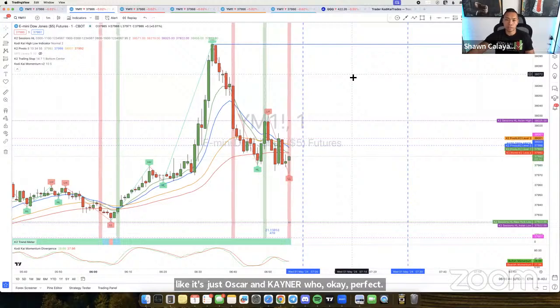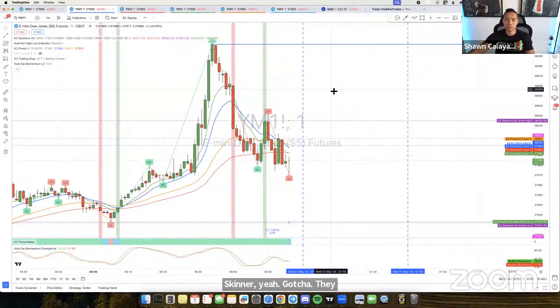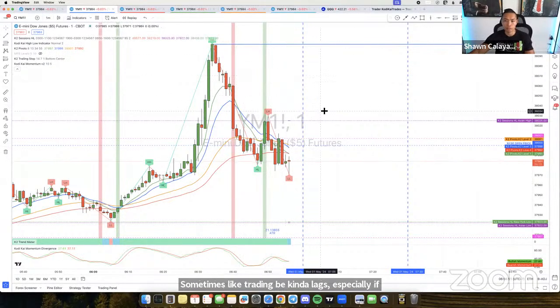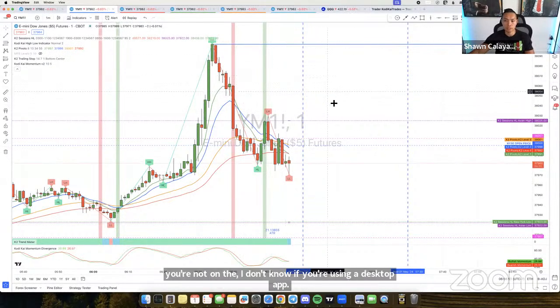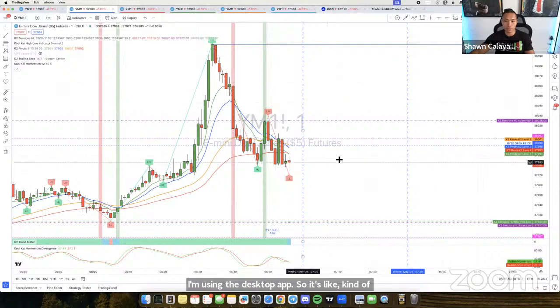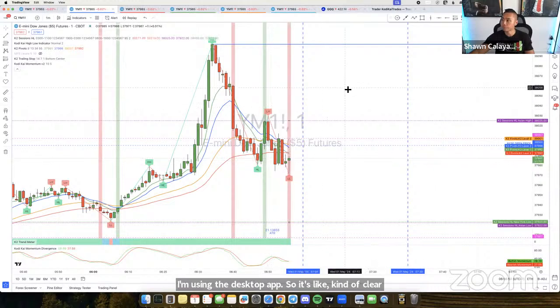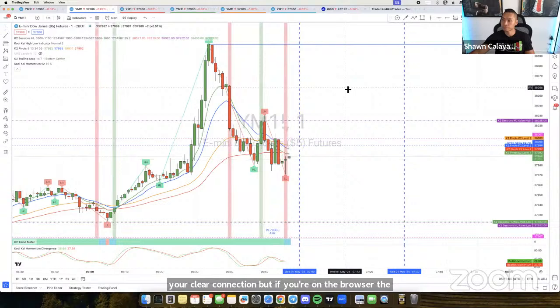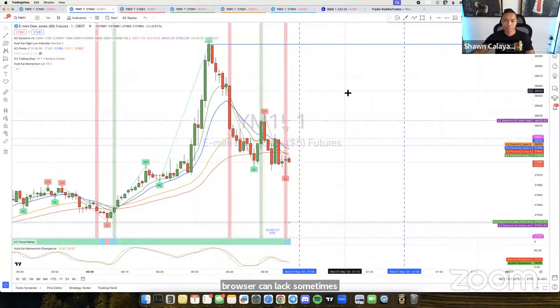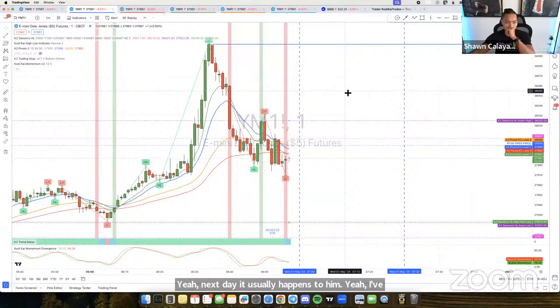Sometimes TradingView kind of lags, especially if you're not on the, I don't know if you're using the desktop app. I'm using the desktop app, so it's kind of a clear connection. But if you're on the browser, it lags sometimes. Yeah, Nick said it usually happens to him. Yeah, I've seen it before.